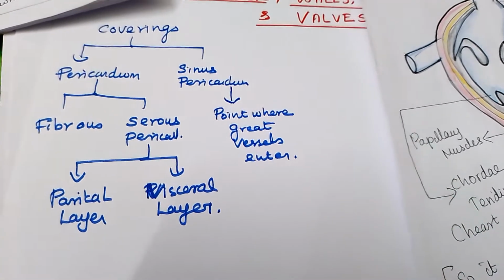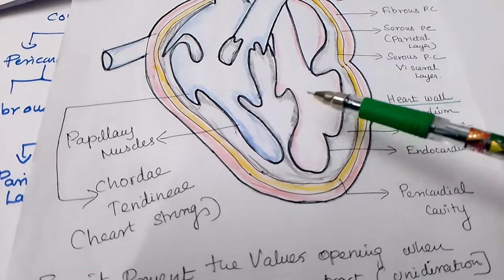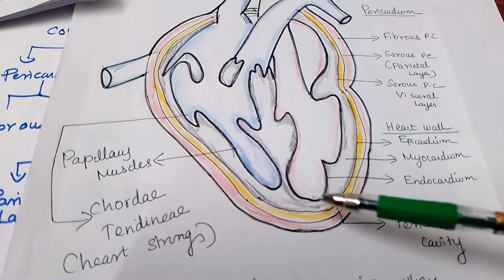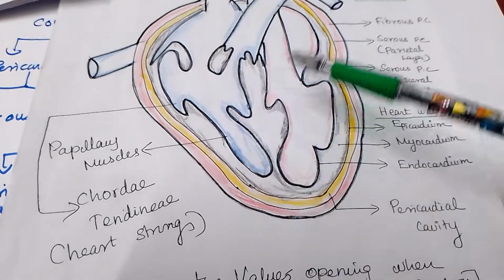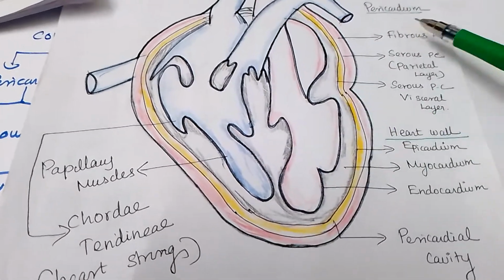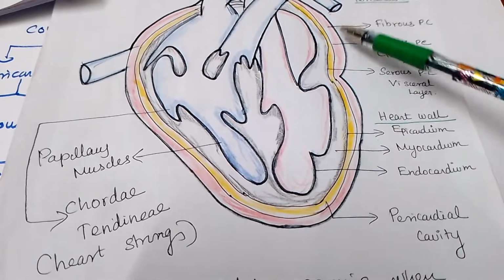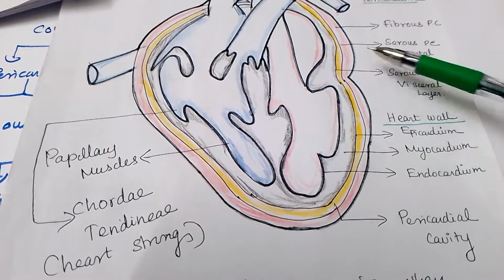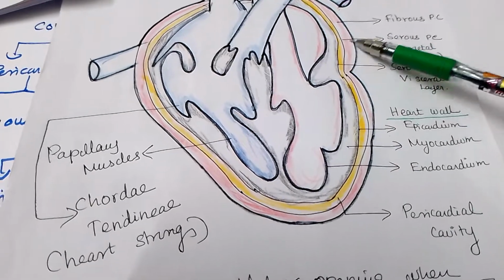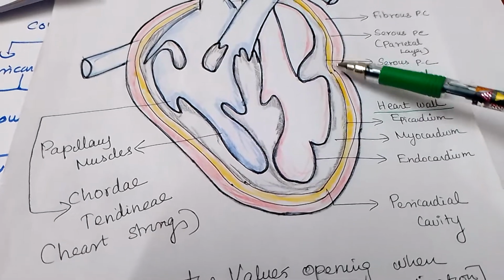Understand? Then you can draw one rough structure. No need to draw the papillary muscles or chordae tendineae. When they ask only for the coverings of the heart, no need to mention all these things. You don't even need to draw the great vessels. Just draw the layers of the heart. First, mark the fibrous pericardium and give it some color coding. Then draw the serous pericardium, the two serous layers, which cover the fibrous pericardium. That is called the parietal layer. And the visceral pericardium is present next to the endocardium.